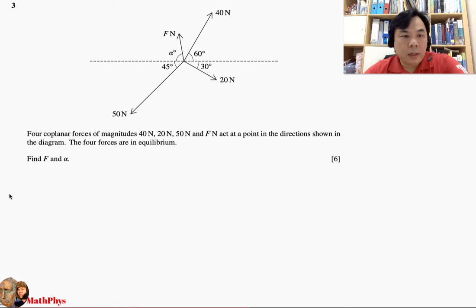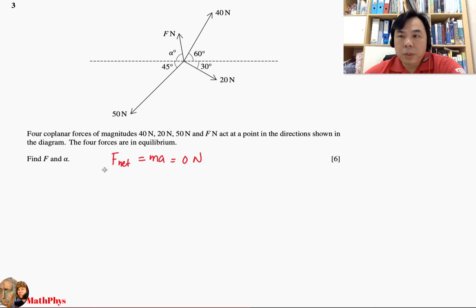Okay, let's look at this. So the main concept would be by using Newton's second law, we know that the resultant force is equal to ma. Alright, now whereby these four forces are in equilibrium, therefore the resultant force must be equal to 0 Newton here.